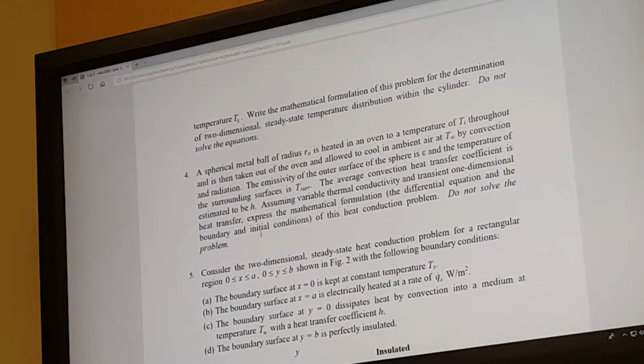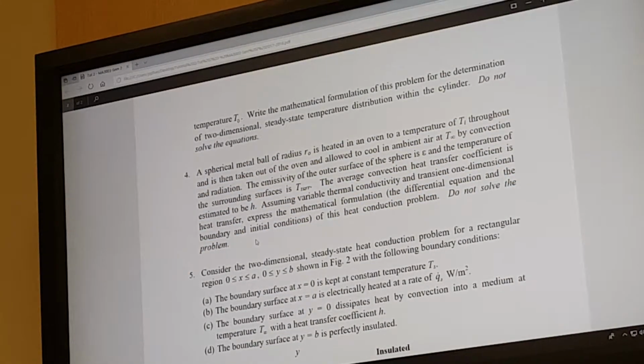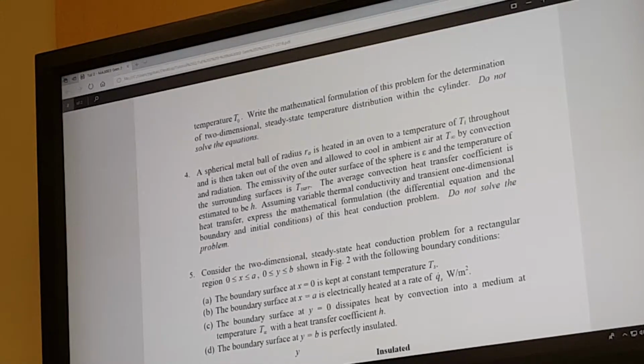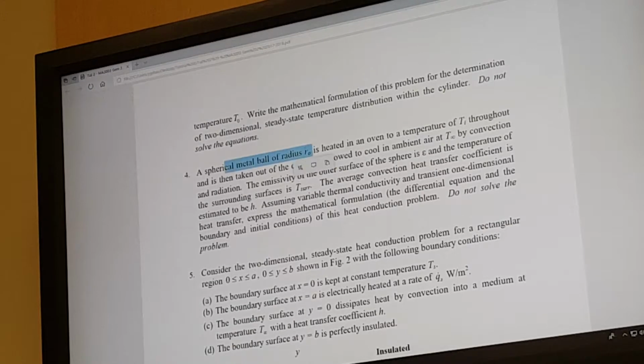Okay, let's go to question 4. We have question 1, where we're using Cartesian coordinates. Questions 2 and 3, we're using cylindrical coordinates, right? Question 4, we're using spherical coordinates. Okay, a metal ball, so that we can give you.